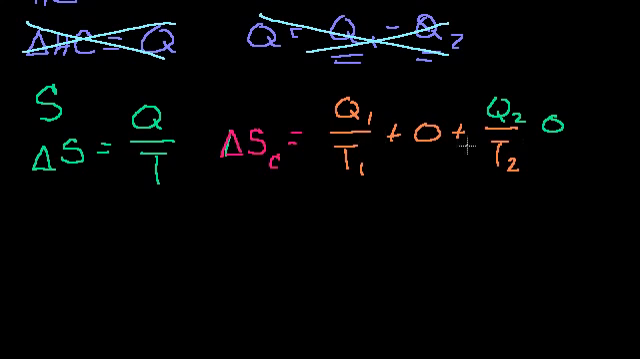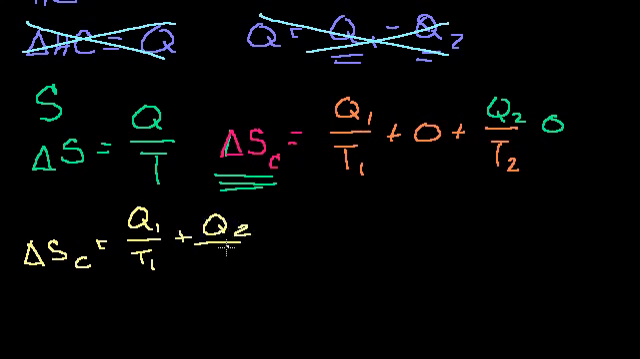So this thing should be equal to 0 in order for this to be a valid state variable. So let's figure out what this value is, our change in our mystical new candidate state variable, S, as we go around the Carnot cycle. It is equal to Q1 over T1 plus Q2 over T2. We'll see Q2 is negative. So what is Q1?